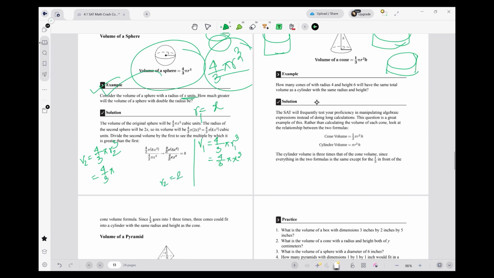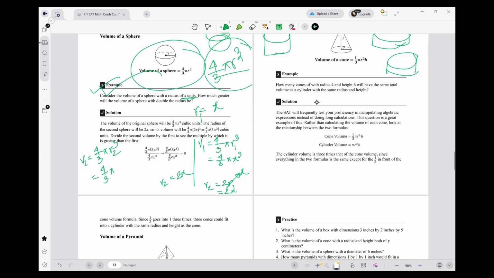R2 is twice x, right? R2 equals 2R1, and the value of R1 equals x, right? R1 equals x. So putting in the value of R1, that is 2x.